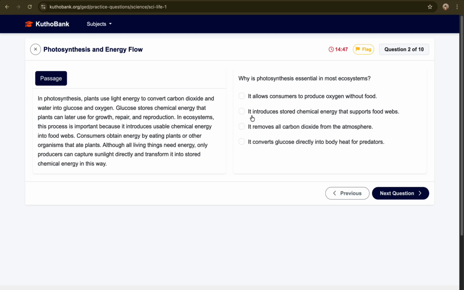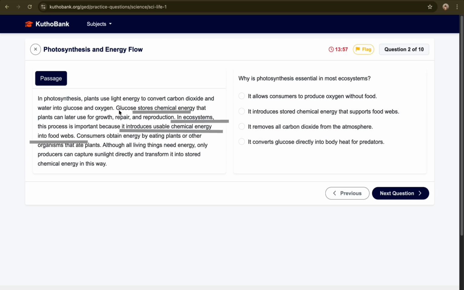So the keywords are introduce, stored chemical energy, supports, food webs. Now scan the passage again. Okay, so we see here stores chemical energy and ecosystem, introduce chemical energy, food webs. So these two sentences include all the keywords that are mentioned in choice B.